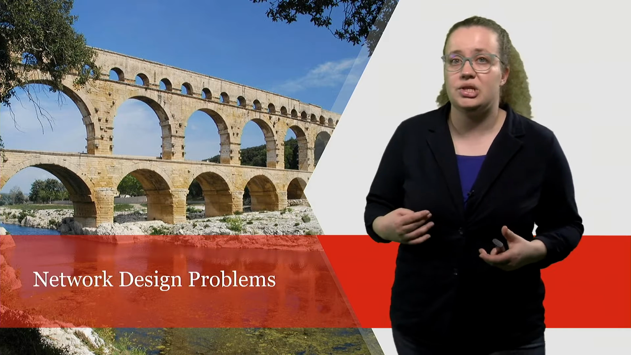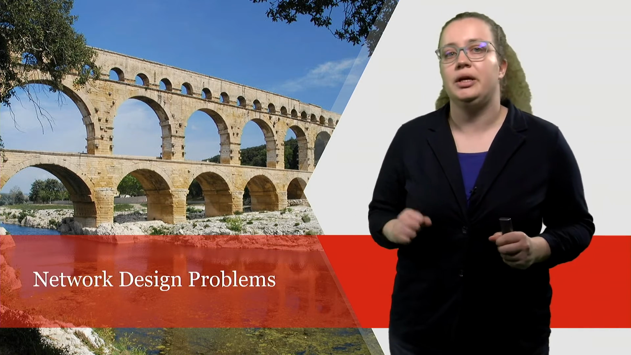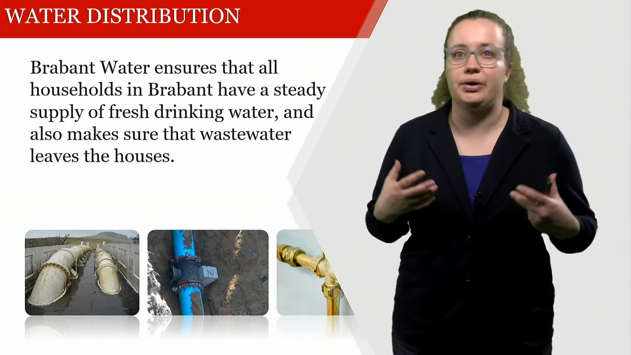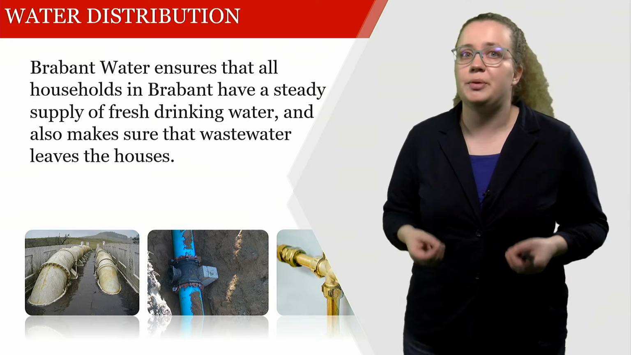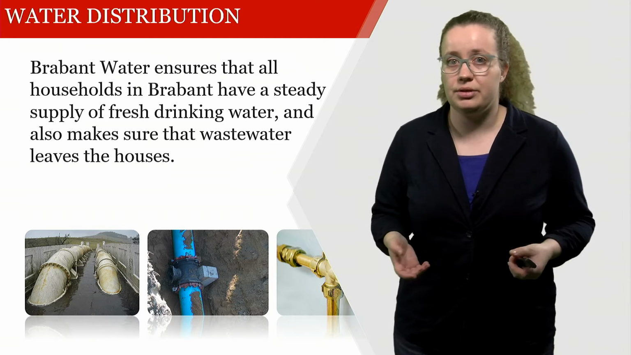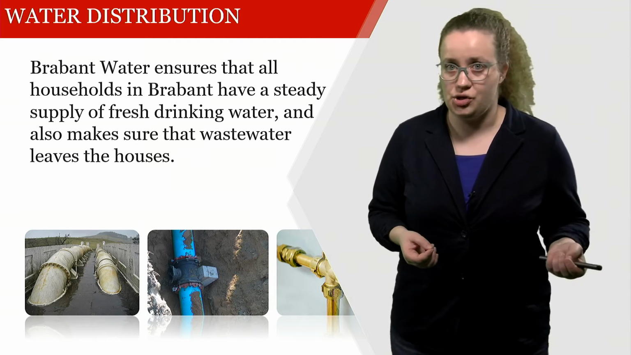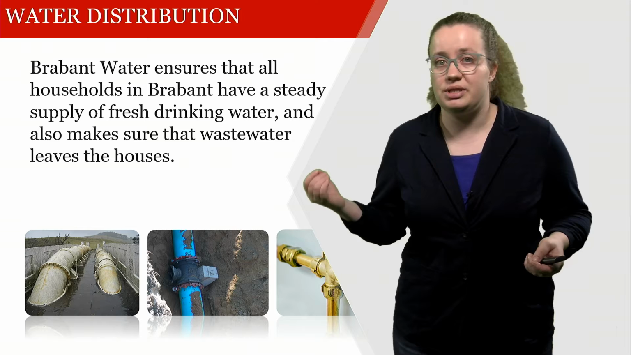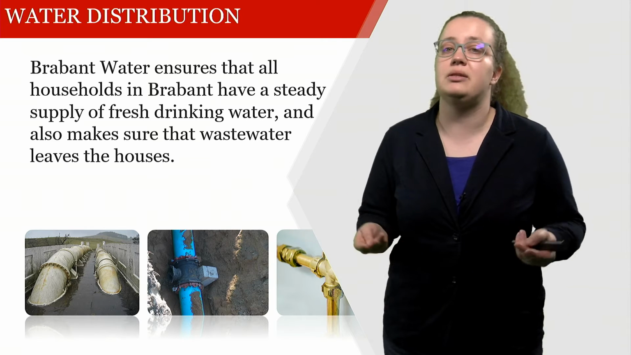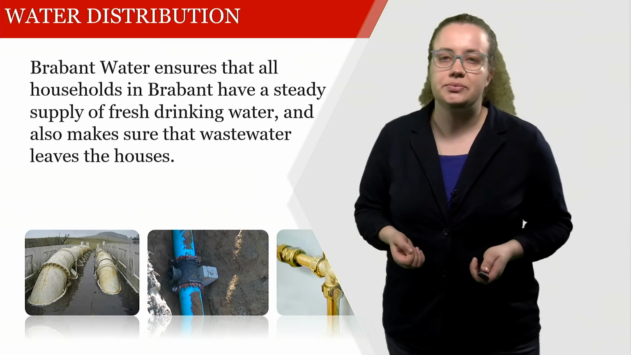The problem that we're going to look at throughout both of these videos is transporting water. Historically, this was done with aqueducts, but these days this of course happens through a network of pipes. And this is exactly also what Brabant Water is using. So Brabant Water is the company that ensures that all households in the province of Brabant in the south of the Netherlands have a steady supply of fresh drinking water, but also that ensures that the wastewater leaves the house and is being transported to sewage water treatment plants before they're being reintegrated into the water streams.